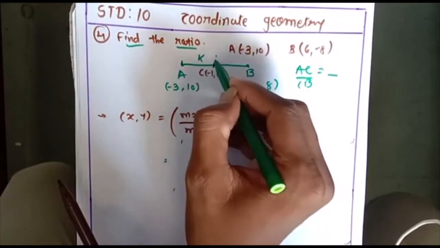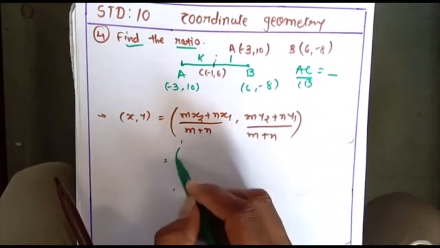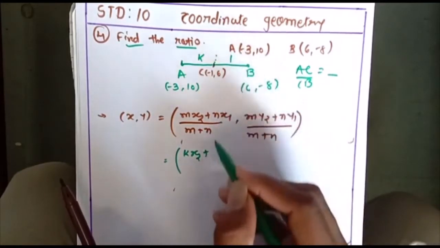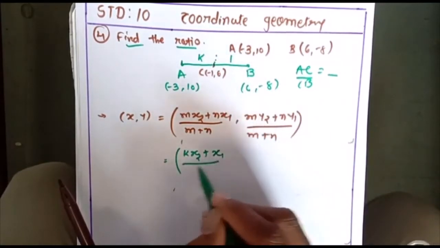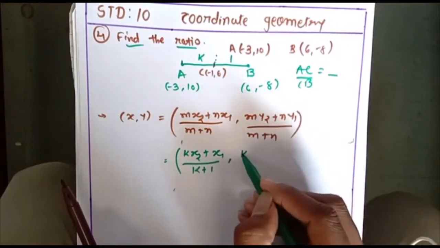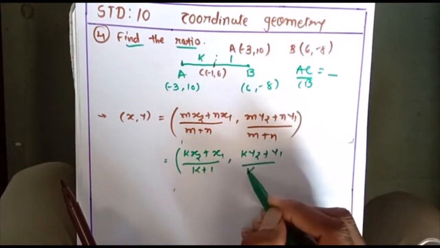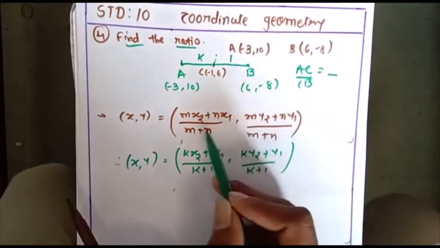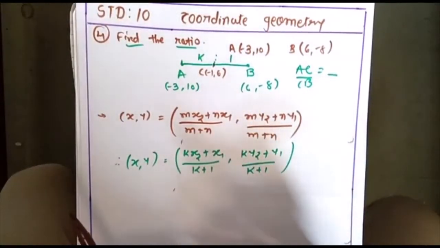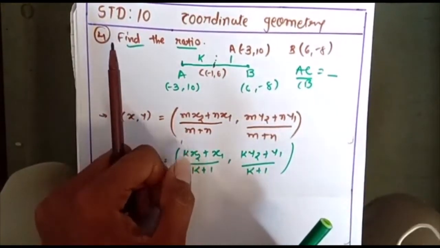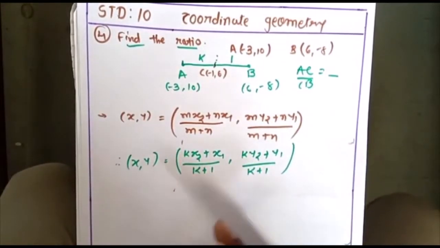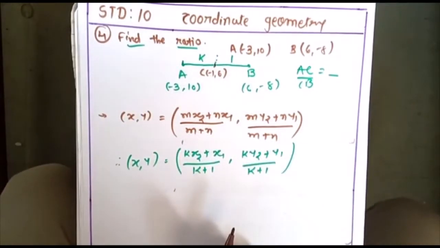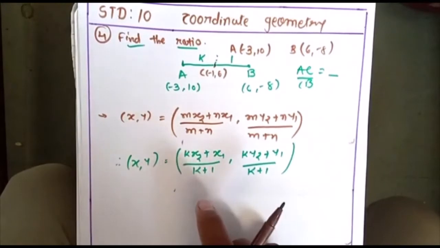Take the ratio k:1. So replace m by k: (kx2 plus 1x1) divided by (k plus 1) and (ky2 plus y1) upon (k plus 1). You can also use mx2 plus nx1, but if you have to find only the ratio, then you can also apply this formula: (kx2 plus x1) upon (k plus 1), (ky2 plus y1) upon (k plus 1). Let us start this example by using this formula.